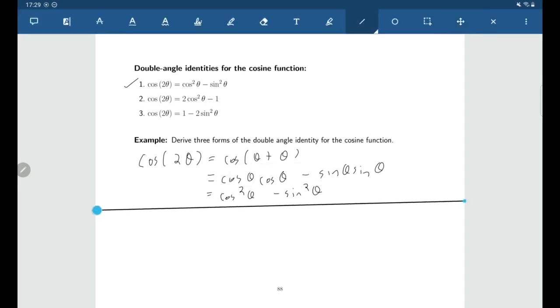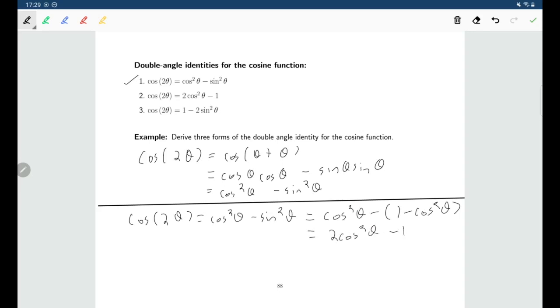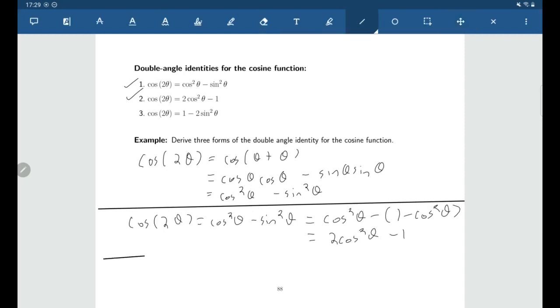So if we were to take the equation that we just had, that cosine of 2 theta is equal to cosine squared theta minus sine squared theta, and if we were to replace sine squared with 1 minus cosine squared, so using that Pythagorean identity, you get 2 times cosine squared theta minus 1. That's where the second of the three identities comes from.